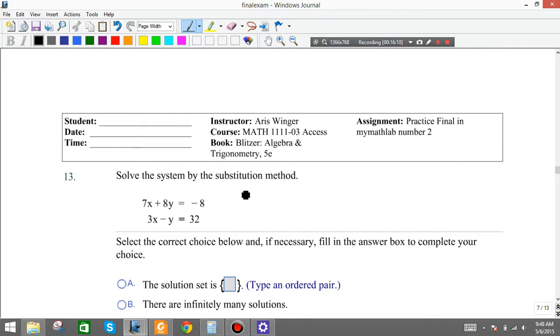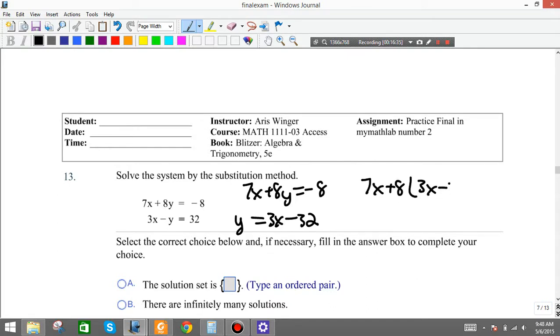Solve the system using the substitution method. 7x plus 8y is equal to negative 8, and I know that 3x minus y is equal to 32, but this means that y is equal to 3x minus 32. So now we're going to solve for y. Substitution: this is 7x plus 8 times 3x minus 32 is equal to negative 8.